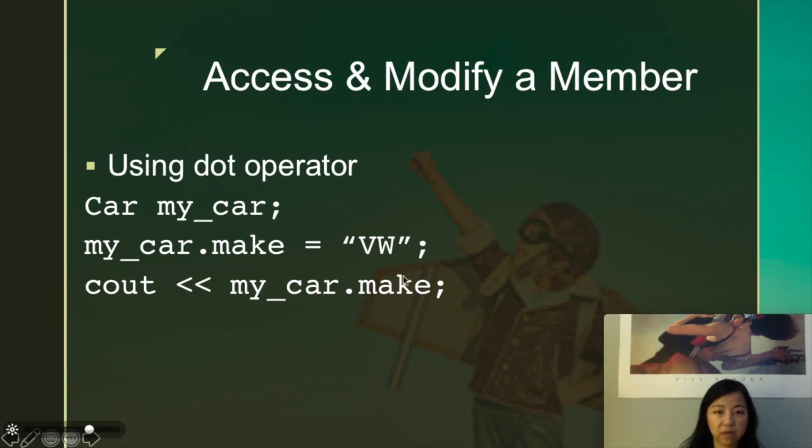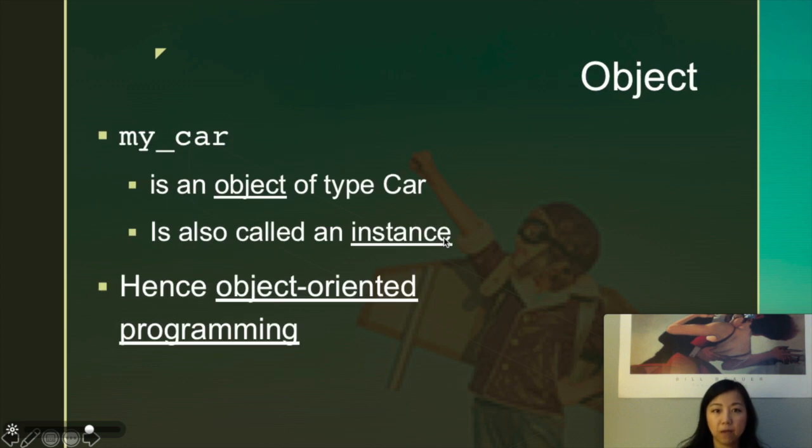You can print out the value, but of course we have to set the value first. Here we haven't really initialized it, so we would then use the assignment operator, which is an equal sign, to assign a value to it. So like I said, my car, how we defined it, was an object of type car, or we sometimes call it an instance of type car.